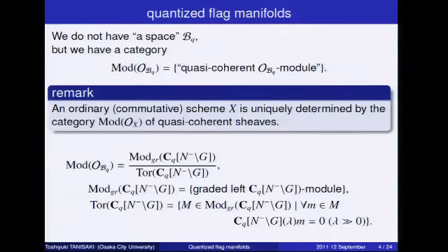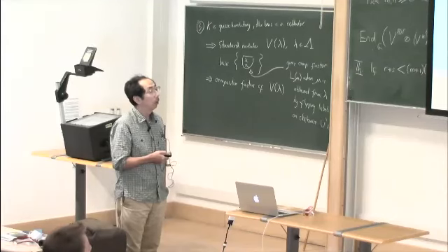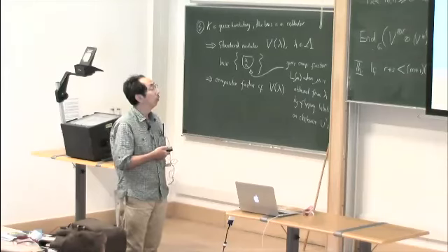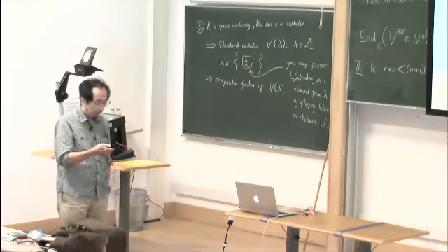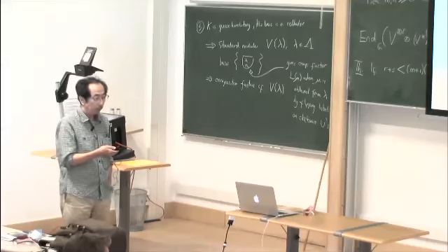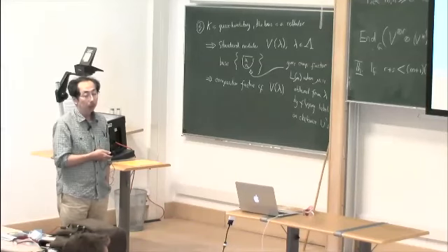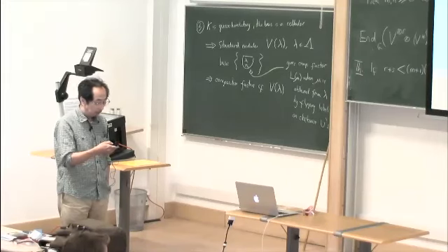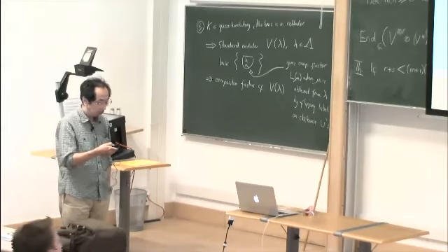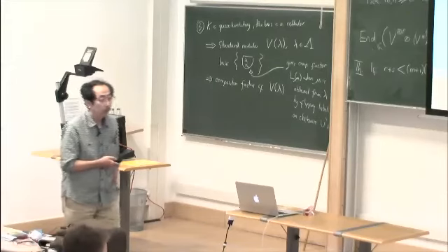I consider torsion modules. A torsion module is a graded module satisfying this condition: any element m is killed by the ideal of C_q[G/N^-] of large degree lambda, if lambda is very large. Anyway, this defines some category, and we think that we are given some non-commutative algebraic variety.